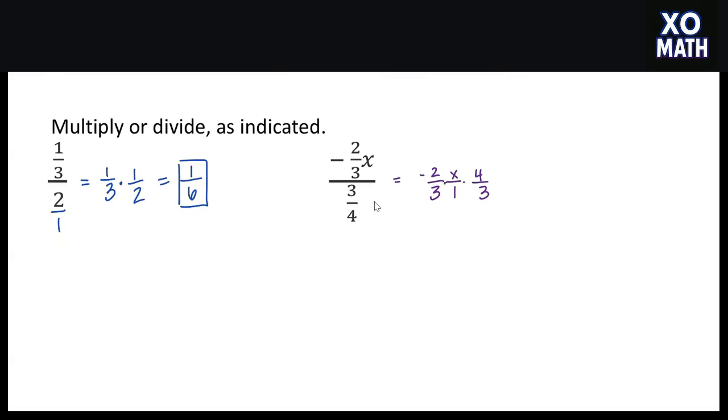And then we multiply across the numerator, so -2 times x times 4 is -8x, and 3 times 1 times 3 is 9. So we're looking at -8x/9, or -8/9 x.